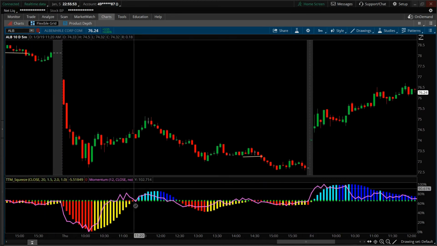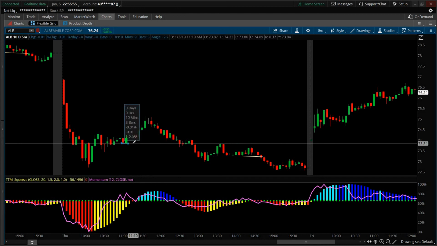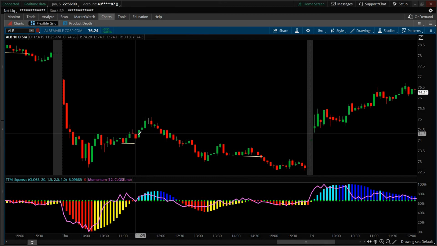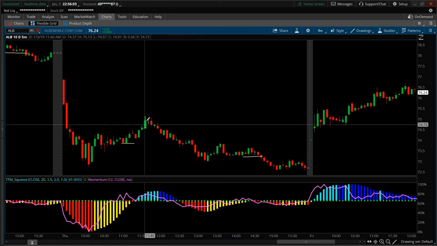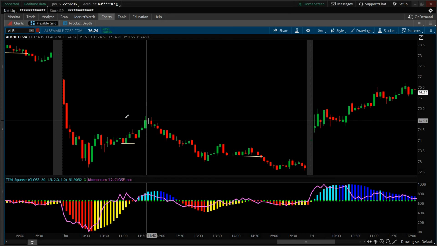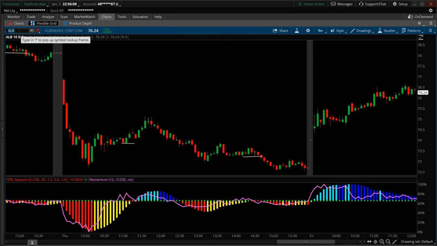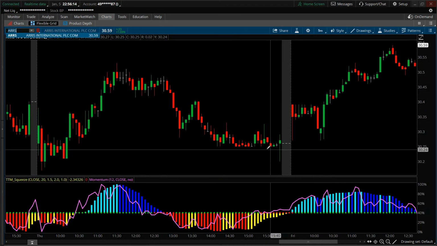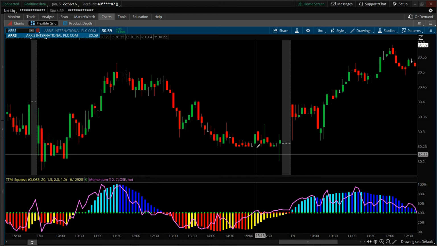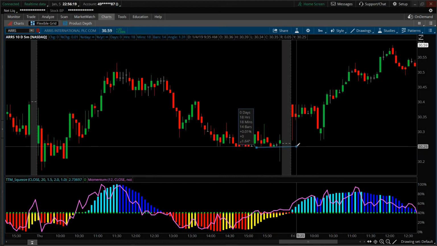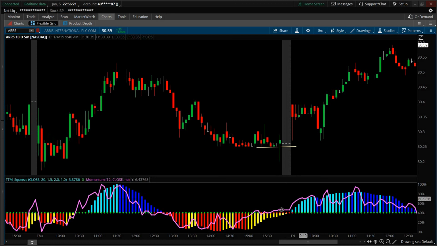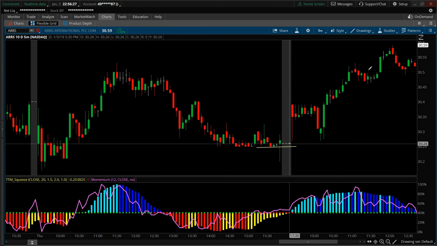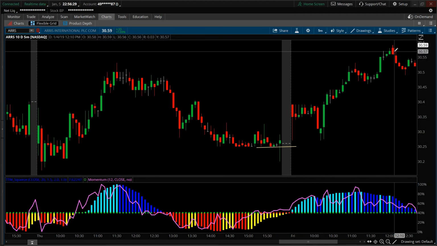Here you have another squeeze, got the 3 dots. The momentum is on the upside, and it took off. It went from 74.29 to 74.91. Okay, a couple examples. RRS. Got the squeeze right here where the red dots are. Momentum's on the upside. As soon as it got out of the squeeze, it jumped. It went from $30.26 to $30.57.